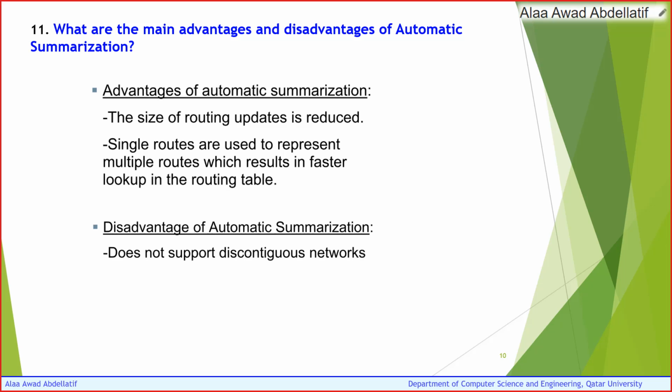But on the other hand, the disadvantage of automatic summarization is that it doesn't support discontiguous networks. So if I have a discontiguous network, automatic summarization will not work well. This is the main disadvantage of automatic summarization.